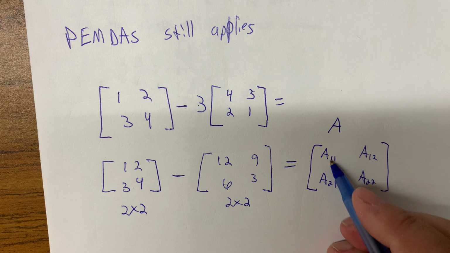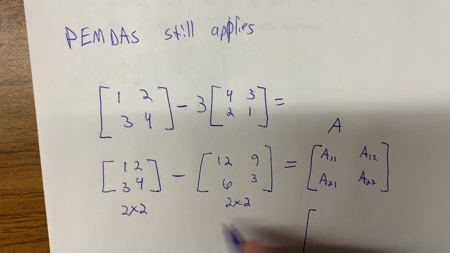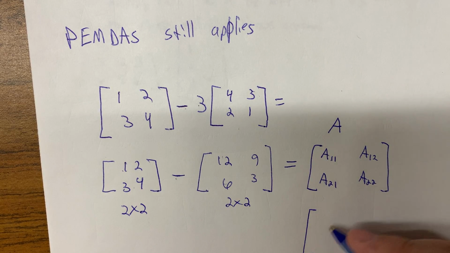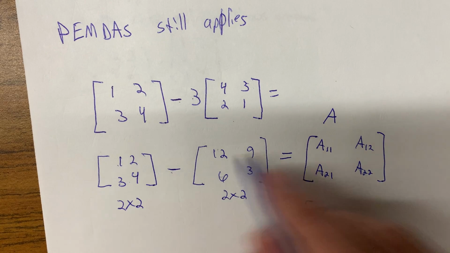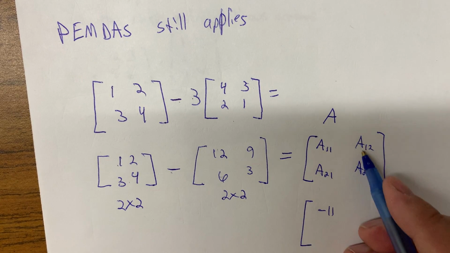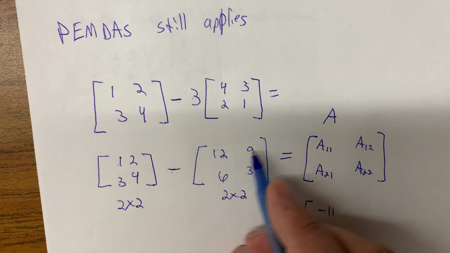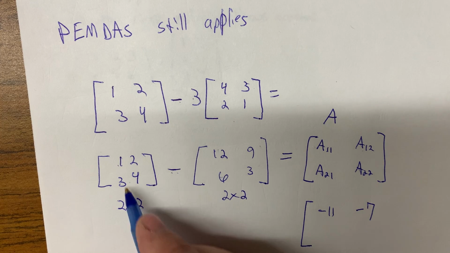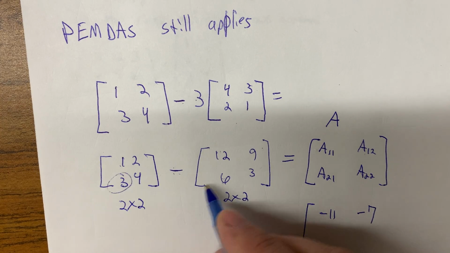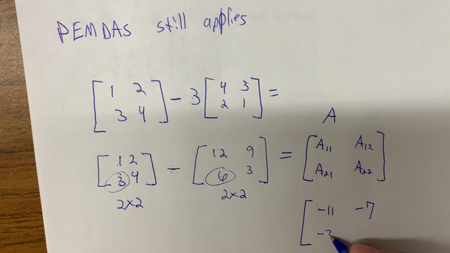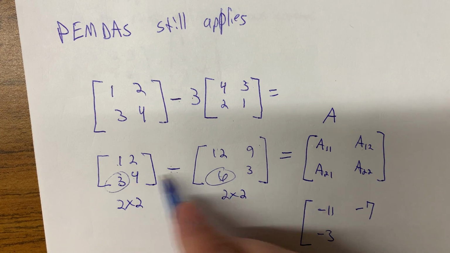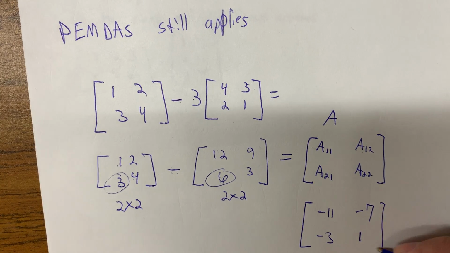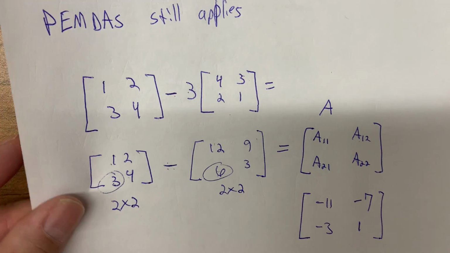What is A11? A11 is 1 minus 12. You subtract corresponding elements. 1 minus 12 is -11. What is A12? 2 minus 9 is -7. We just subtract corresponding elements. A21 is going to equal 3 minus 6. We subtract the corresponding elements. 3 minus 6 is -3. And A22, 4 minus 3 is 1. So that is our resultant matrix.